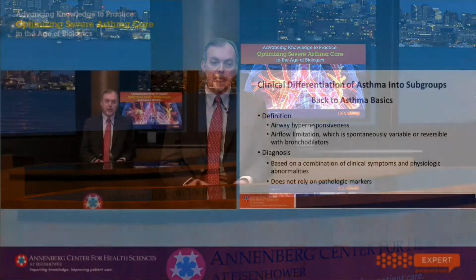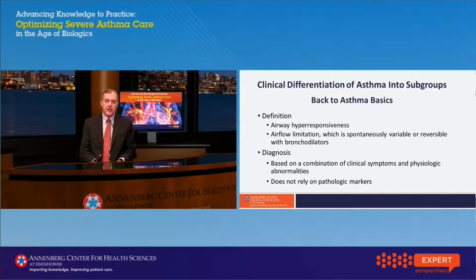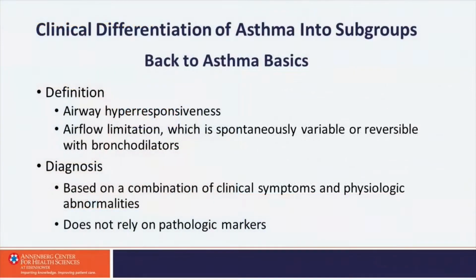Let's start with the concept of differentiating asthma into subgroups. And in order to do that, we have to take a step back to some of the basics regarding what is asthma. We'll start with the physiologic definition, which is really the main underpinning of how we diagnose asthma in the clinic. First of all, there's airway hyperresponsiveness. In the real world, we may experience this by breathing in cold air and developing bronchospasm. In the laboratory, we use something called methacholine challenge to make this diagnosis precisely.